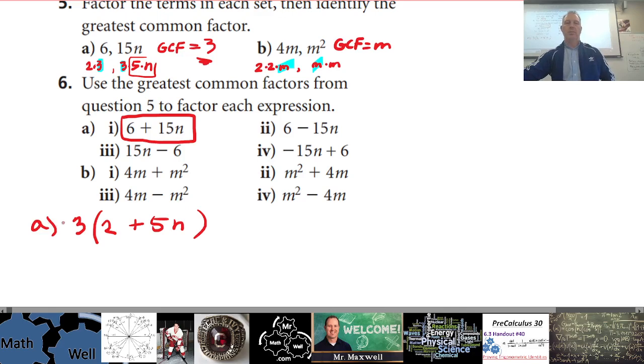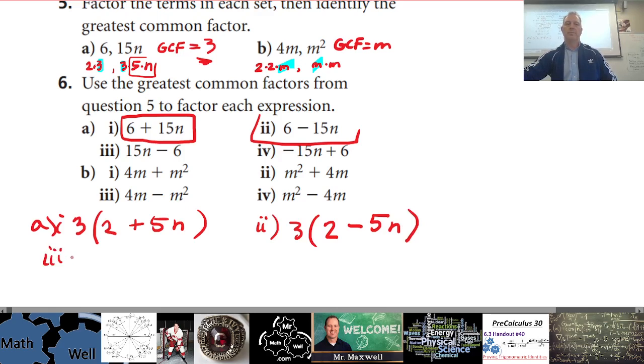Okay. What about number 2 over here? So greatest common factor again is 3. So that's going to be 2. This is a minus now, right? So it's going to be minus 5n. Third one, 15n minus 6. If you switch them around, guess what? The greatest common factor between those two is still just 3. But I have to write 5n first, because it's the first term. Minus 2.